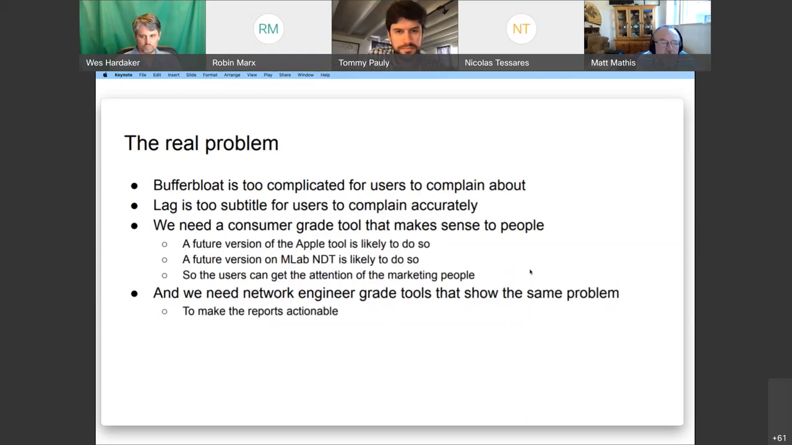But the thing that will really matter is a consumer grade tool that is available to all sorts of users. My hope is that we can expose a responsiveness metric side by side with our speed test. We're one of the people who could fairly be blamed for the over-focus on speed. And we could display responsiveness. It's only a matter of programming.